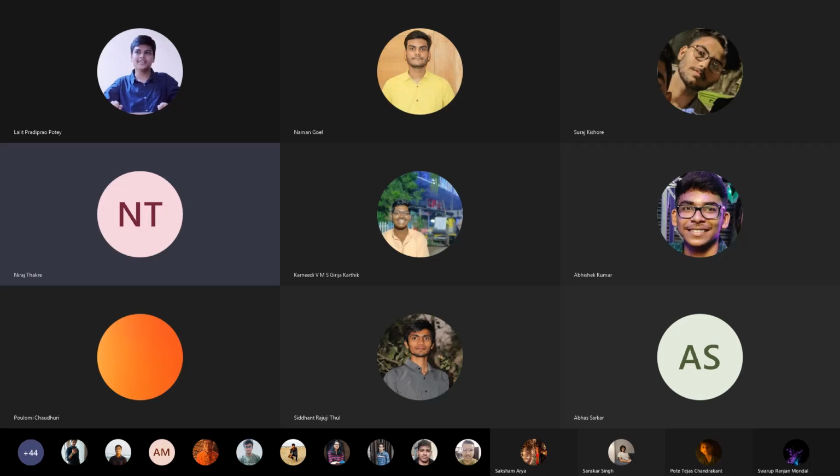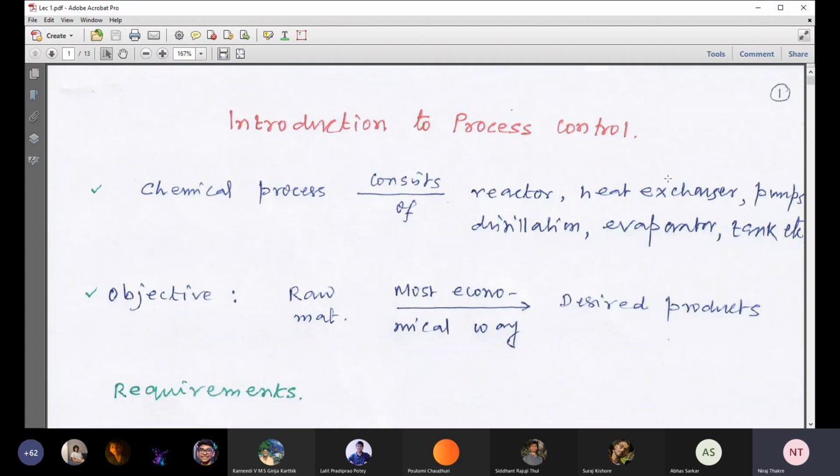The chemical plants typically consist of a number of chemical process units. A chemical plant includes a number of chemical process units.